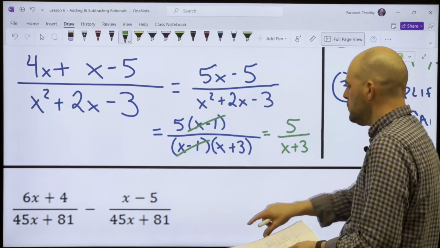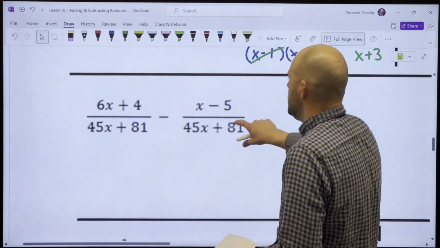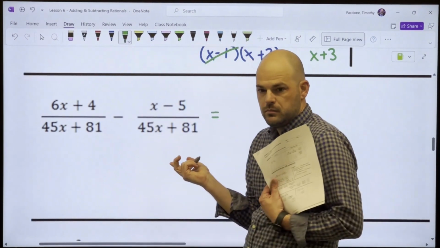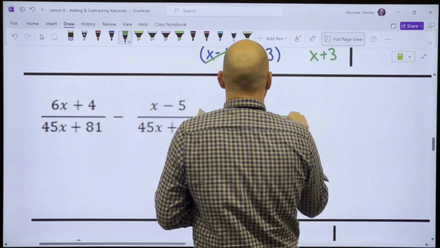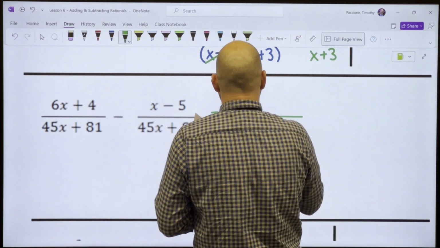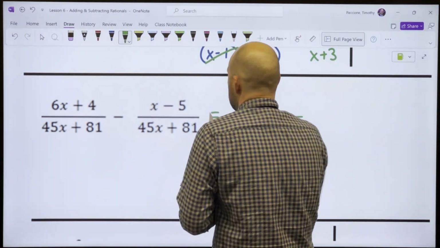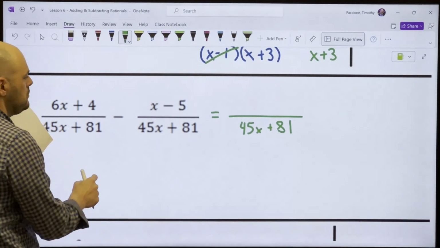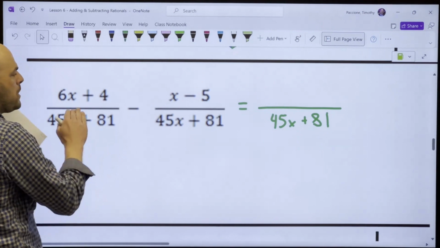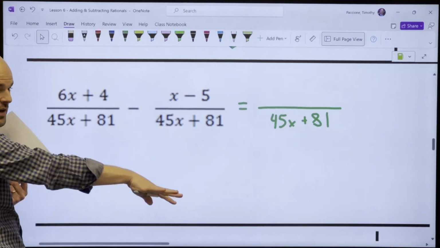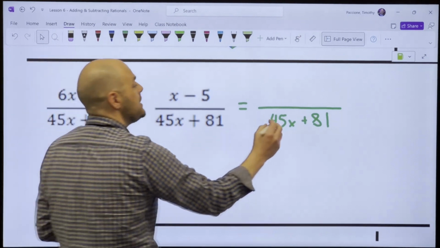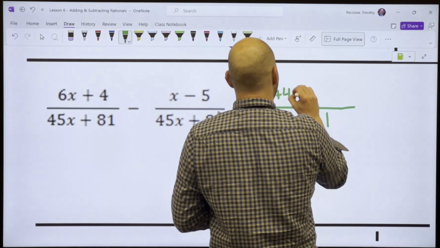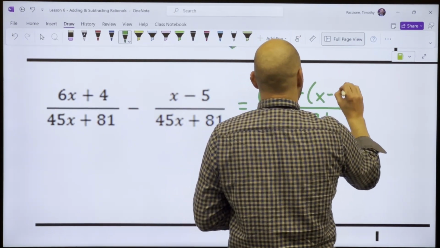Now, in this case, we said we keep the denominator if it's the same denominator? Yep. So I'm going to keep it. I got 45x plus 81. On the top, I'm subtracting. What am I subtracting? Minus x minus 5, the whole thing, right? So if I'm subtracting the whole thing, I should treat it that way, right? 6x plus 4 minus the whole thing, x minus 5.